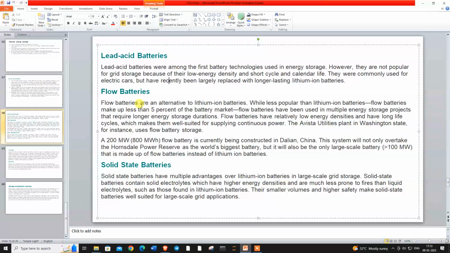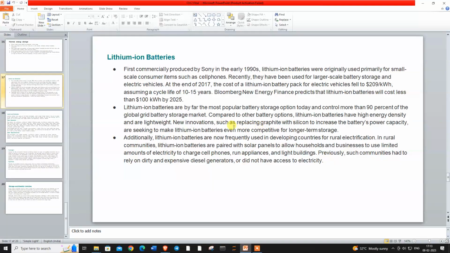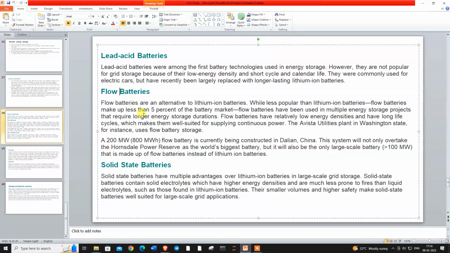Next is flow batteries. Now this is a different kind of battery. Okay, so these flow batteries are alternatives to the lithium ion batteries. इसका replacement है ये. But these are very less popular than the lithium ion batteries. Flow batteries make up less than 5% of the battery market. Okay, if you can see here, 90% of the battery market किसके पास है, lithium ion batteries के पास है. But flow batteries, even though they are a replacement to lithium ion batteries, have only 5% of market share in the battery market.